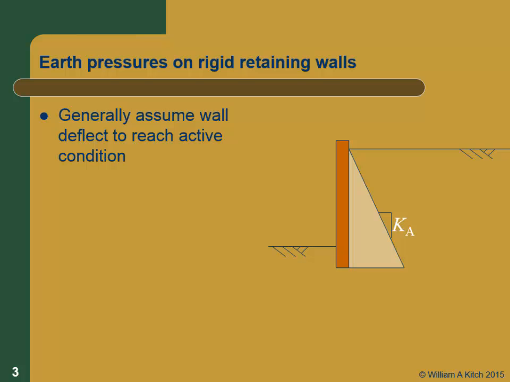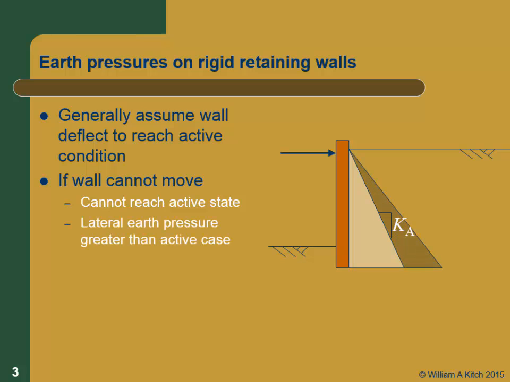As long as the wall is allowed to move, and the movement is quite small, you reach active conditions. I don't think we talked about displacements to get to the movement. We'll talk about that in the next lesson. But if the wall can't move, then there's no guarantee that you're going to get to that low equilibrium limit. K-naught's higher than K-active, right? So if the wall can't move, you can't get to the active state. The lateral earth pressure will be something greater than the active earth pressure. Now the highest it could be is the passive earth pressure.